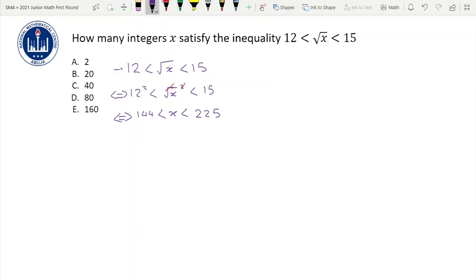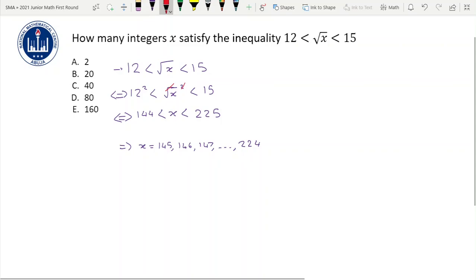And we're told that x is an integer, right? So we're looking for integer values of x. From here, we can conclude that x can be 145, since 144 is not included, 146, 147, and so on, up to 224. So these are the values that x can take, right? And remember, the question is not asking us what values x can take. Rather, they're asking us to find how many there are. So now, to finish solving this question, all we have to do is figure out how many numbers there are from 145 up to 224.